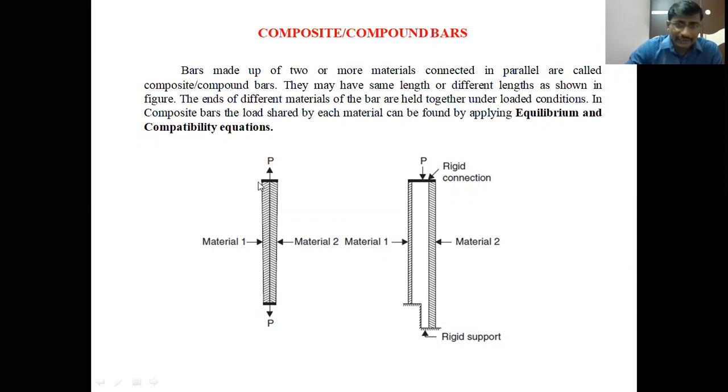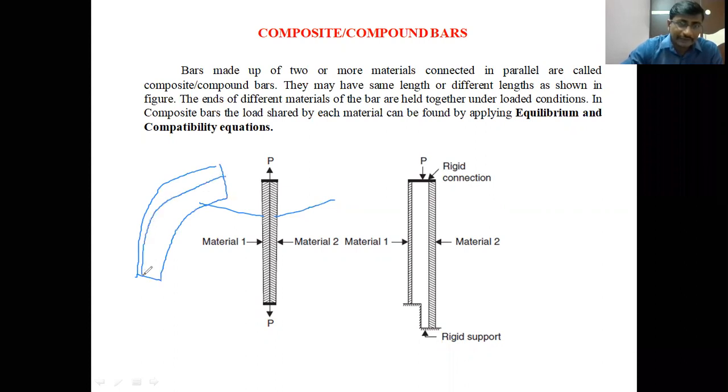At the end of the members, we are connecting them by rigid supports. Like this, if we connect by rigid connections or rigid supports and apply the load on these materials, both members elongate the same. Why do both members elongate the same? If one member elongates differently than the other, then the member is not in equilibrium. For example, if material 1 elongates more than material 2, then the member bends like this.